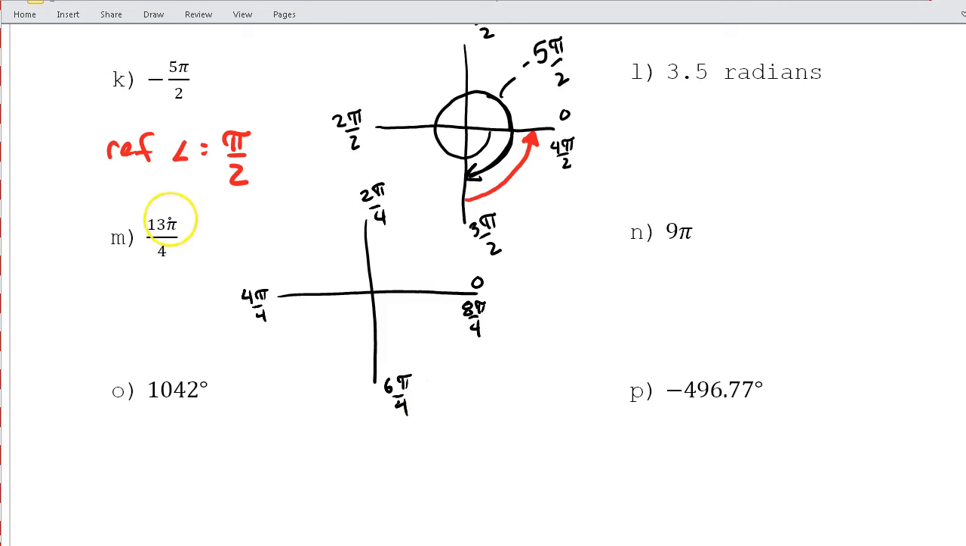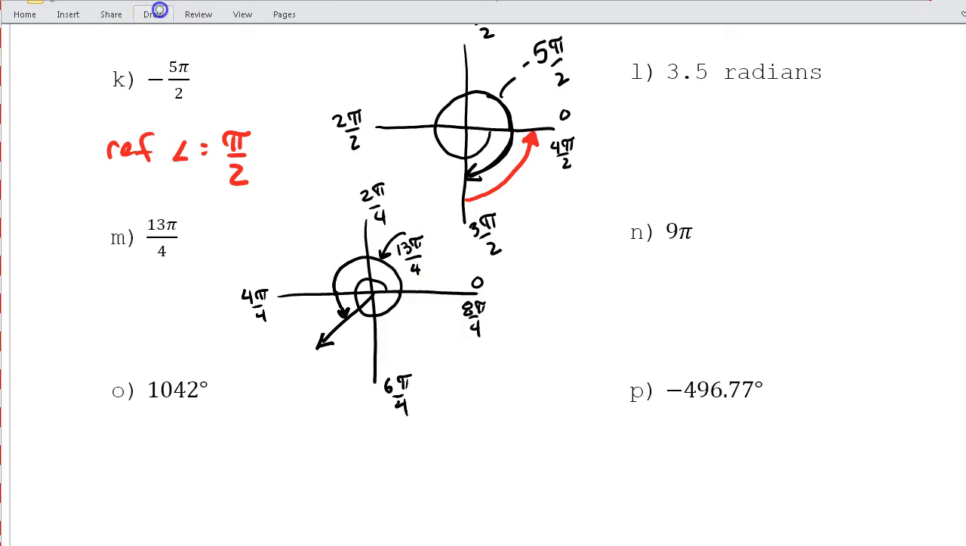So now I know I need to go 13 pi over 4. I'm going to have to go one full time around, that's 8, and then I've got to go 5 pi over 4 in addition to that. If I go another 4 pi over 4, that brings me to here. So that's 12, I went 8 and 4. I'm going to need to go one more right over to there. So that's 13 pi over 4.